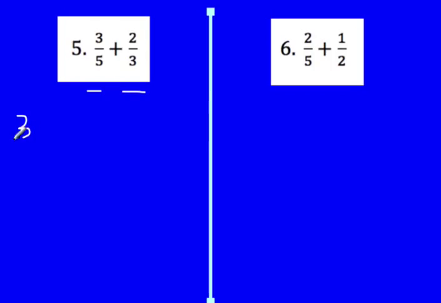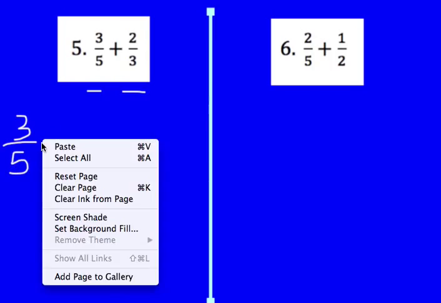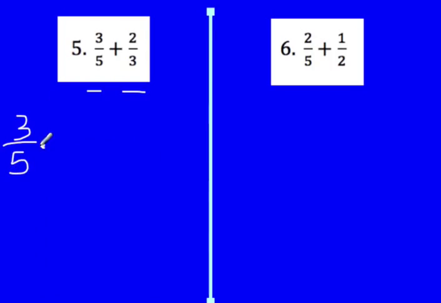So I'm just going to rewrite this out and spread it out a little bit. So I have 3 over 5 times, and then what do I need to multiply 5 by to get to 15? Well, I need to multiply it by 3. So I'm going to write this as 3 over 3, which is the equivalent of 1. Then here I have 2 over 3.